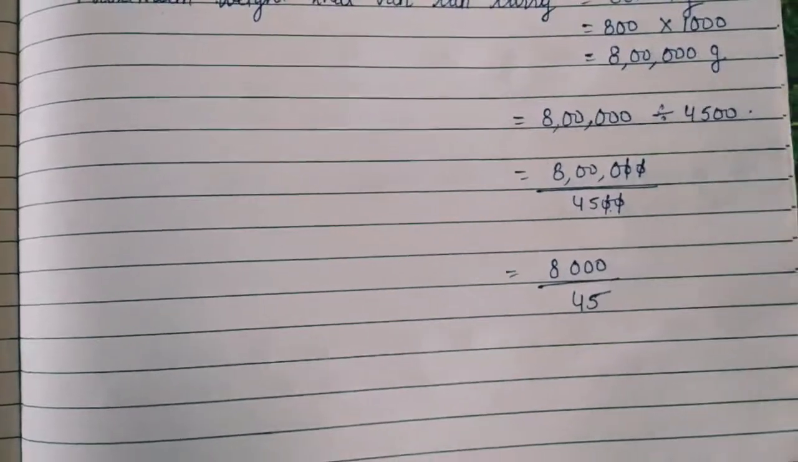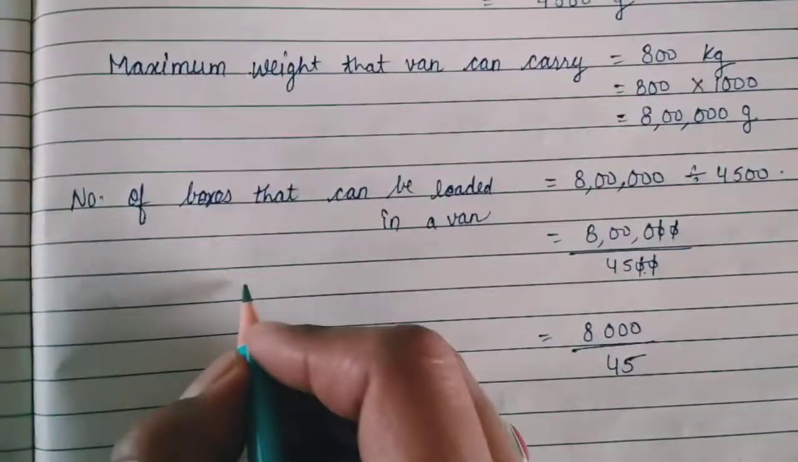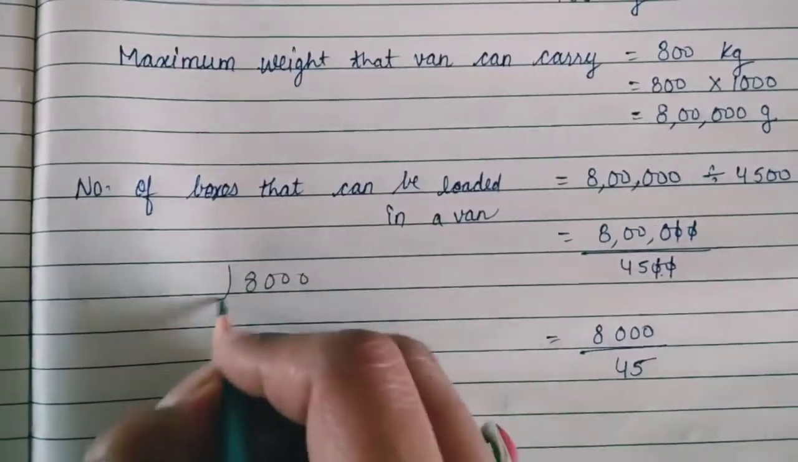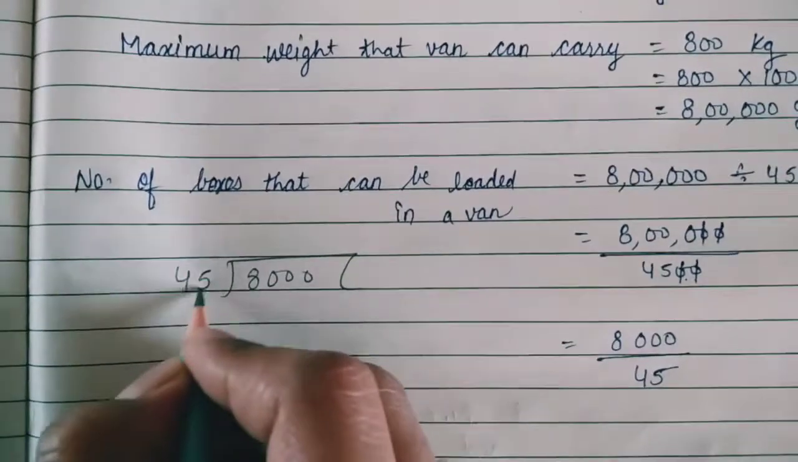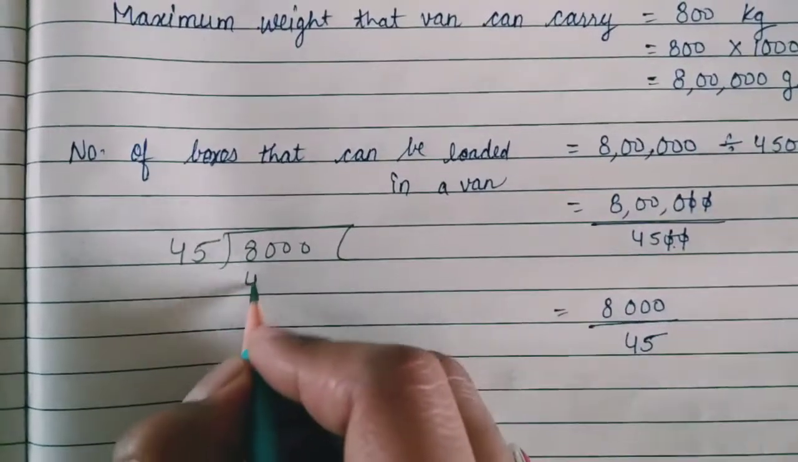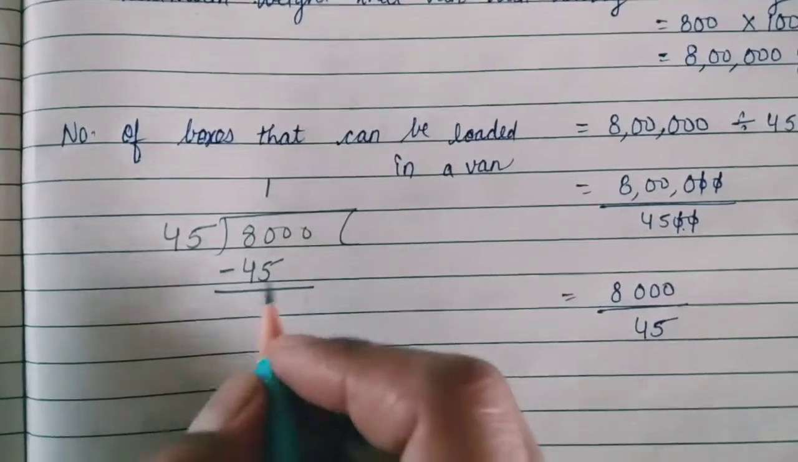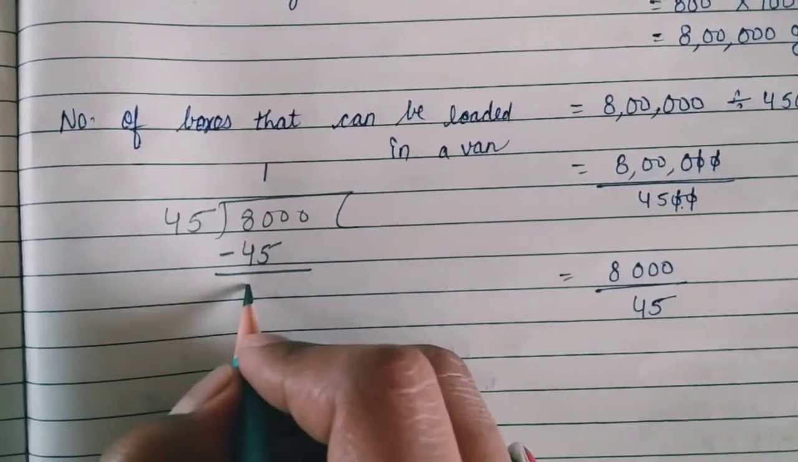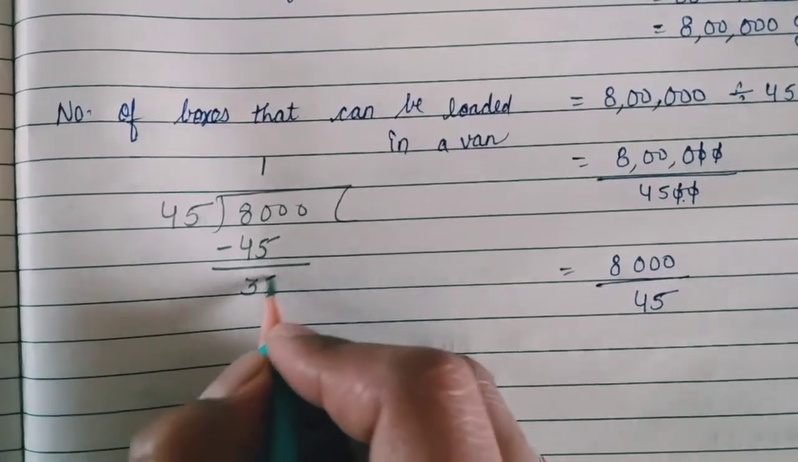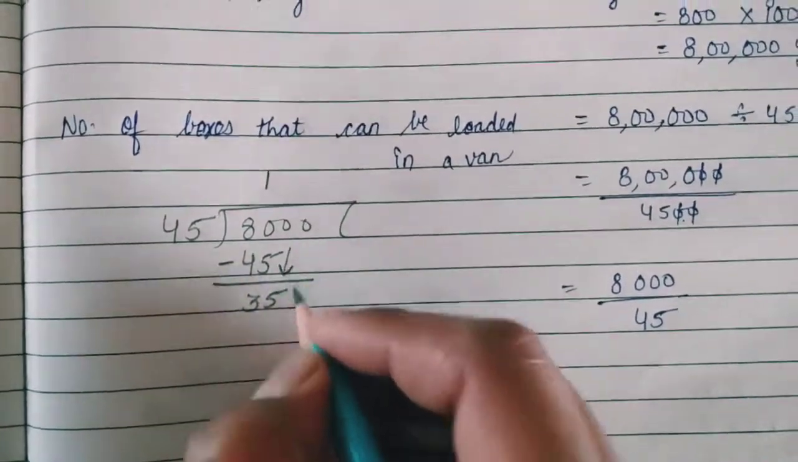in the van. Simply 8000 will be divided by 45. 45 ones are 45. Okay, 80 minus 45 is 35. Now this zero comes down.